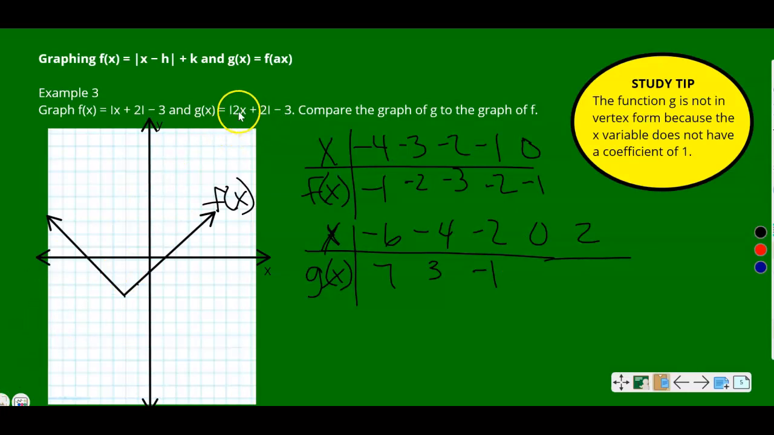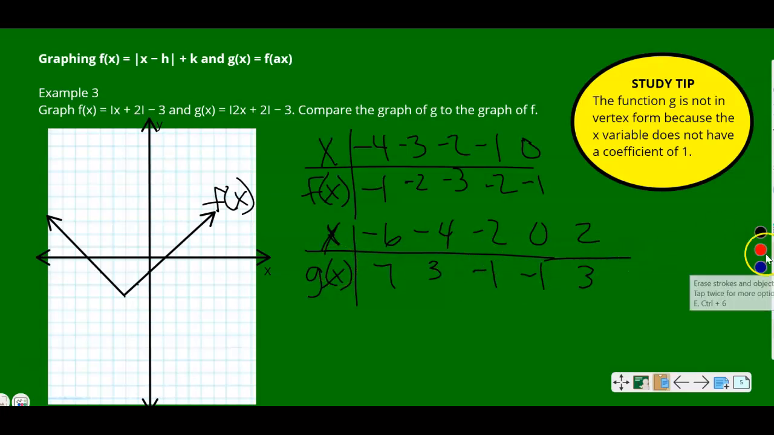Take 0, plug that in. 0 times anything is 0. 0 plus 2 is 2. Absolute value of 2. So 2 minus 3 is negative 1. And then take 2. 2 times 2 is 4. 4 plus 2 is 6. Absolute value of 6 is 6. 6 minus 3 is 3. All right, so since this starts to repeat, we should get our V-shaped graph.